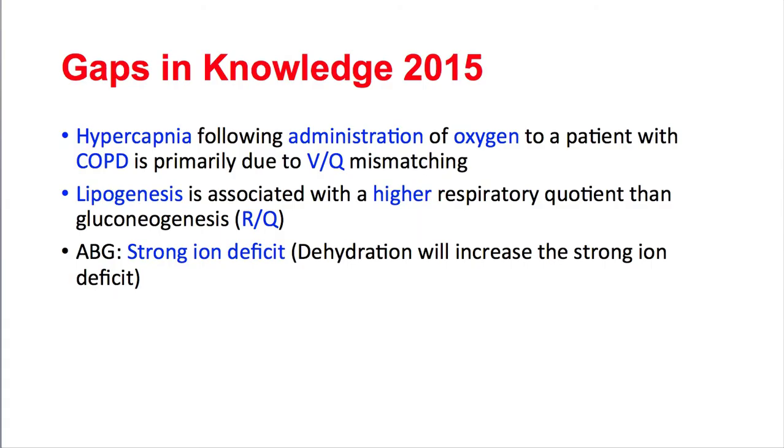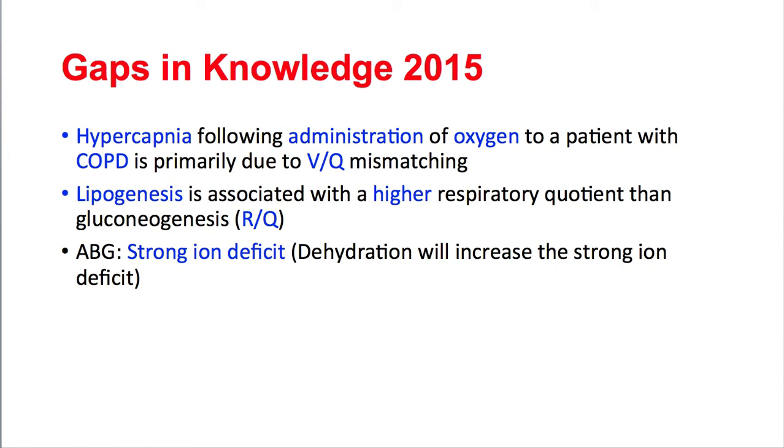So let's look at the gaps in knowledge now, which is the topics that more than 50% of the residents in the United States, CA3 residents that is, missed. And one was hypercapnia following administration of oxygen to a patient with COPD. Used to teach many years ago that if you gave oxygen to a patient with COPD, their CO2 would rise because they already have a blunted CO2 drive, and if you give them oxygen, then they don't have hypoxic drive, and their CO2 will rise.